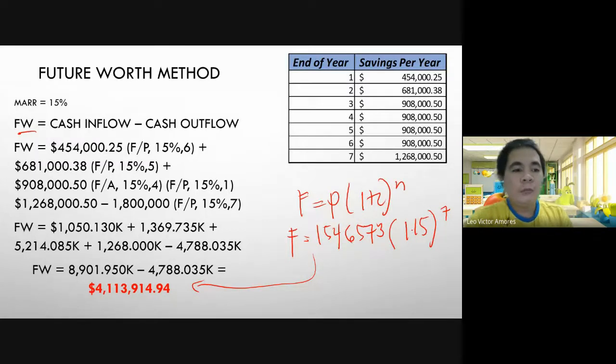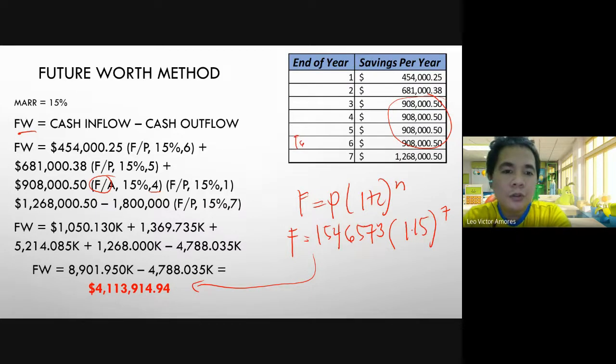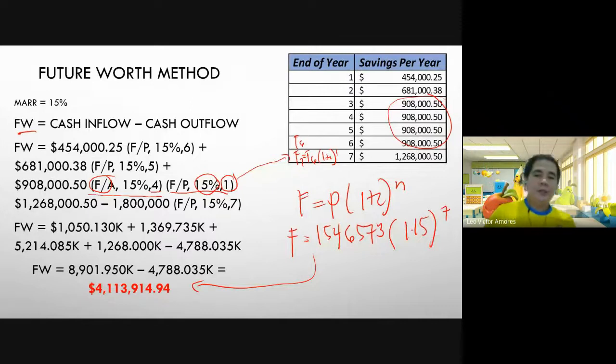And then, be mindful when it comes to annuities, no? So if I say future worth of an annuity for 4 annuity payments, it means this is 4. My future value obtained here is at year 6. So since I need to get the future worth at year 7, that is F equals F at 6 times (1 + i) to the power of 1. So it becomes F over A at 15%, then F over P at 15%, and then I compound it for 1 year to get year 7. Gets? Yes or no? Yes, sir.